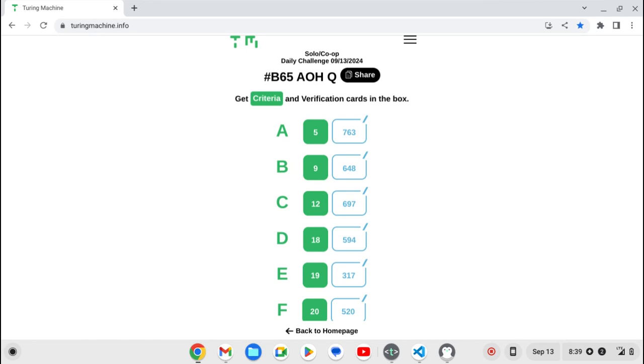Let's begin. Today's September 13th, 2024, and we're solving the Daily Turing Machine Puzzle. Today's puzzle uses the following 6 criteria cards: criteria card 5, 9, 12, 18, 19, and 20. And the puzzle uses the blue verification cards. The code above is your way to get more information on today's puzzle by searching the code on turingmachine.info. Let's go solve.